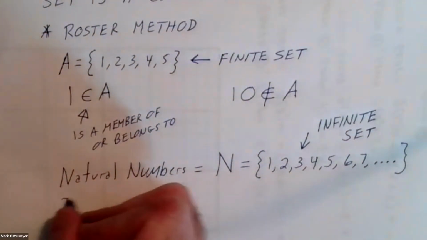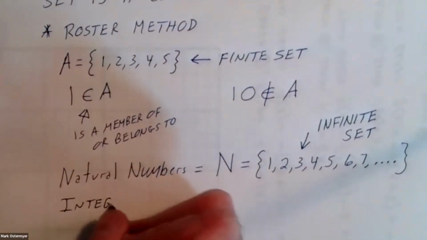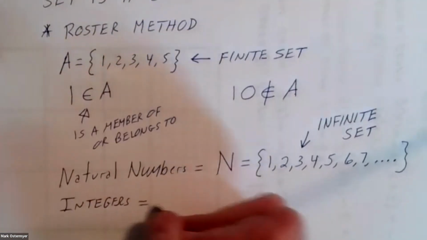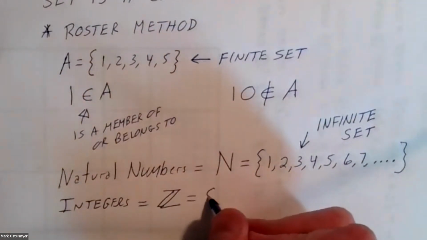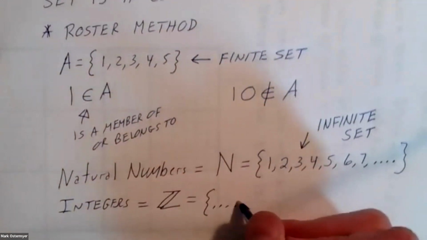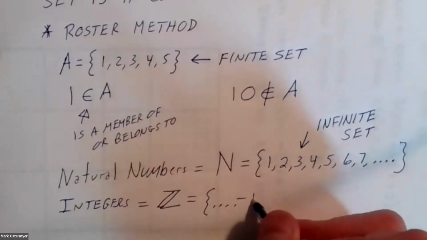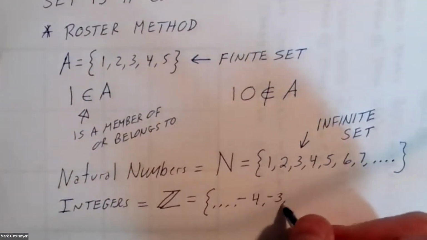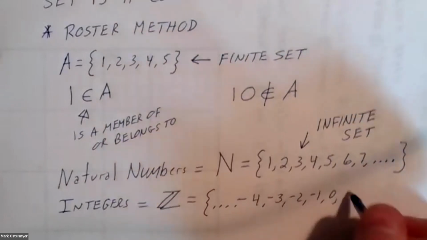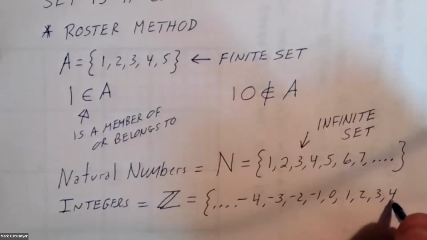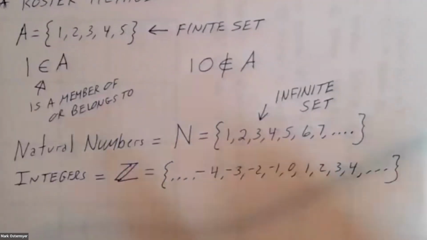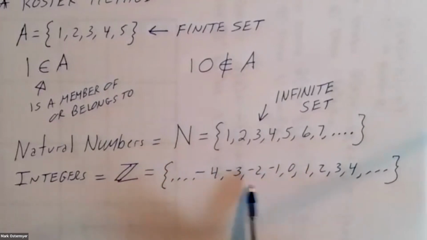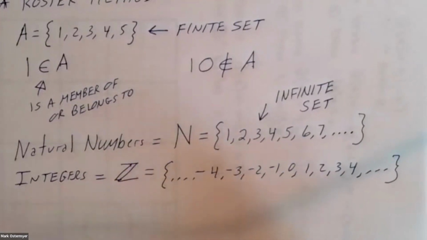All right, the set of integers. The set of integers is usually denoted by this script Z here. And the set of integers would be the set consisting of all integers that go to the left forever. So negative, I'll pick up at -4, -4, -3, -2, -1, 0, 1, 2, 3, 4, and it goes to the right forever. So this is obviously an infinite set here. That's the roster notational way of representing the set of all integers. It too is an infinite set.